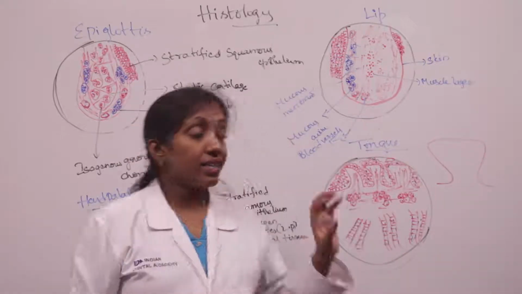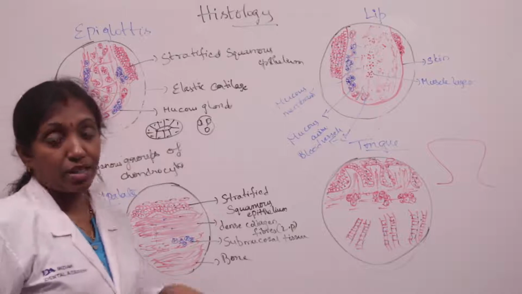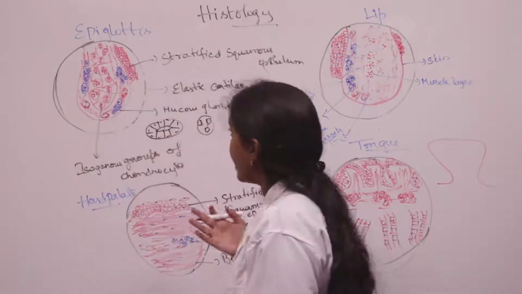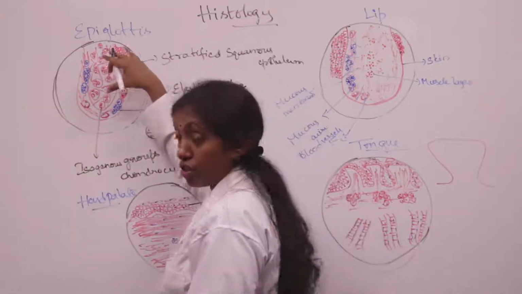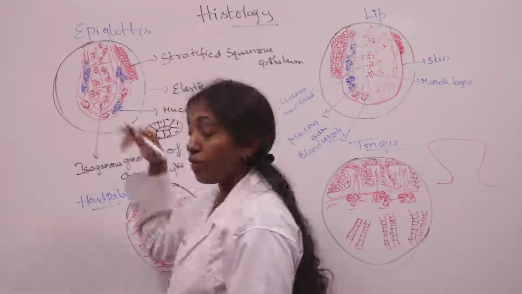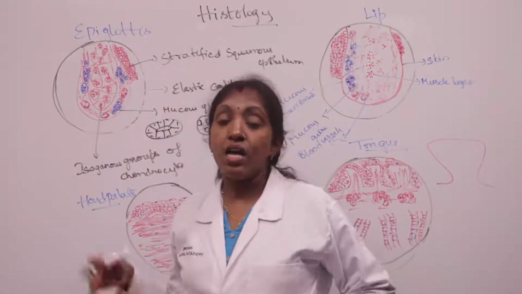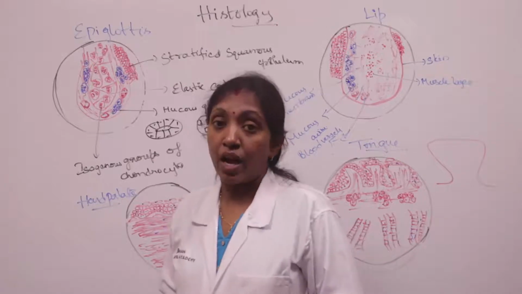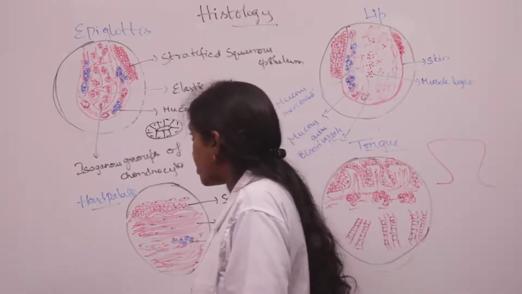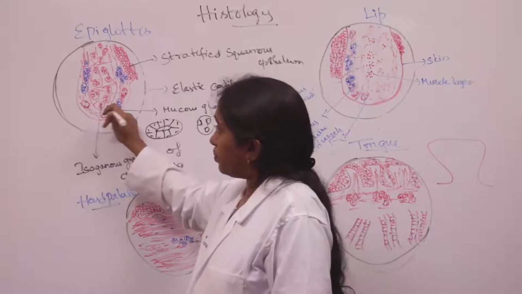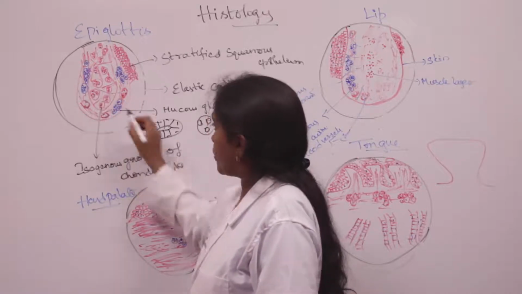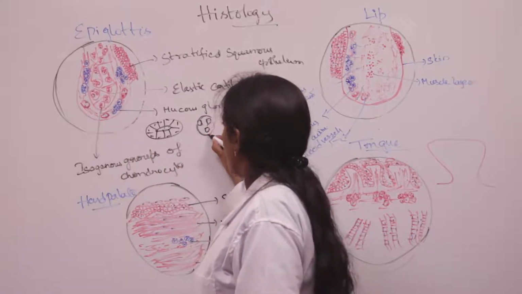In the central mass we have elastic cartilage. What consists of elastic cartilage? Elastic cartilage consists of isogenous groups of chondrocytes along with elastic fibers in the matrix, surrounded by the perichondrium. Here the chondrocytes are arranged in groups. This is called the capsule.